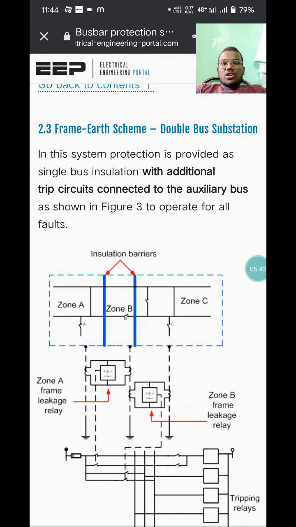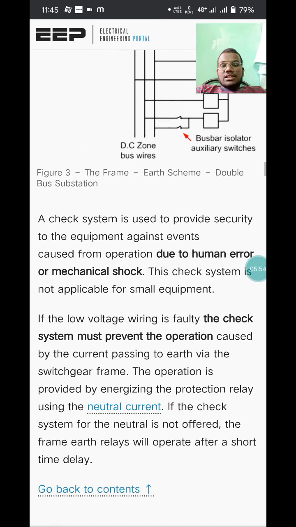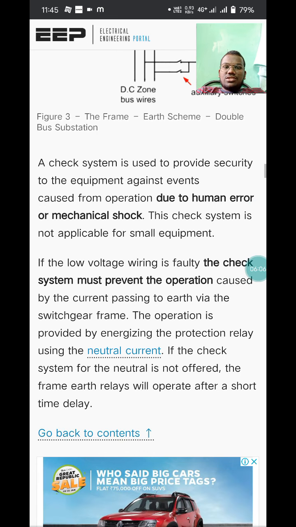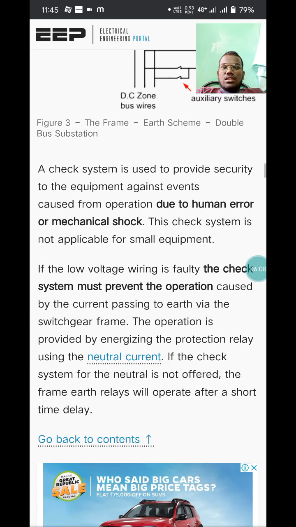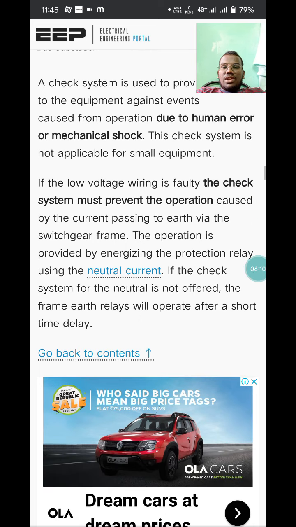In this system, protection is provided as single bus insulation with additional trip circuits connected to the auxiliary bus, as shown in the figure, to operate for all the faults. A check system is used to provide security to the equipment against events caused by operation due to human error or mechanical shock. This check system is not applicable for small equipment.